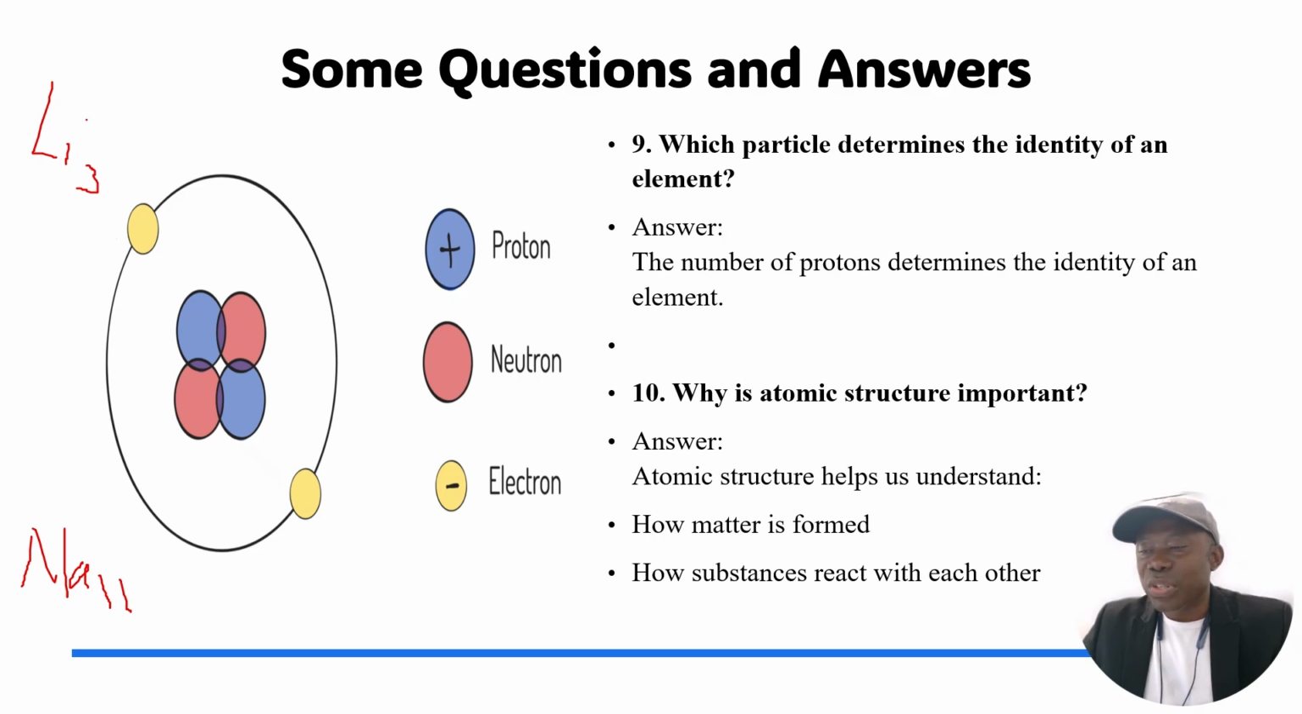So in a nutshell, the part that determines the identity of an element is the proton number. So why is atomic structure important? Atomic structure helps us understand how matter is formed, and how these particles react with each other. In a nutshell, this is a simple lesson to introduce students to the concept of an atom.